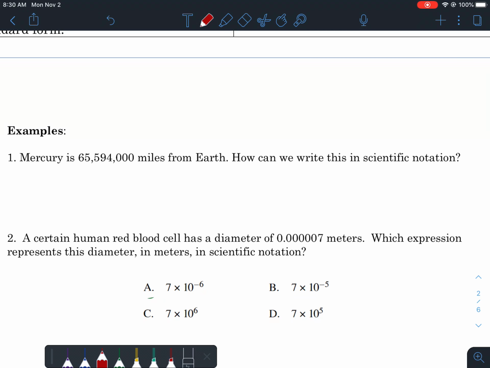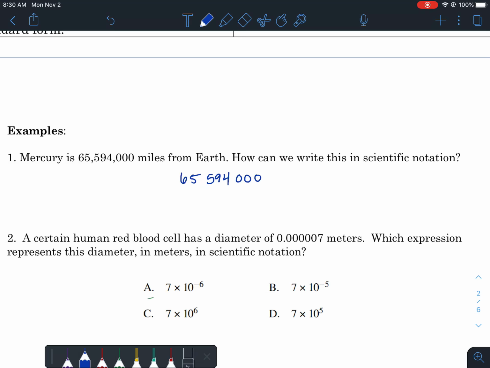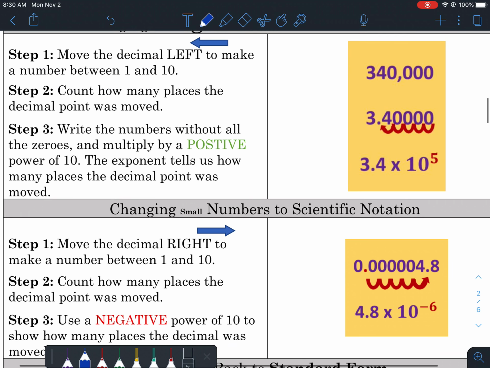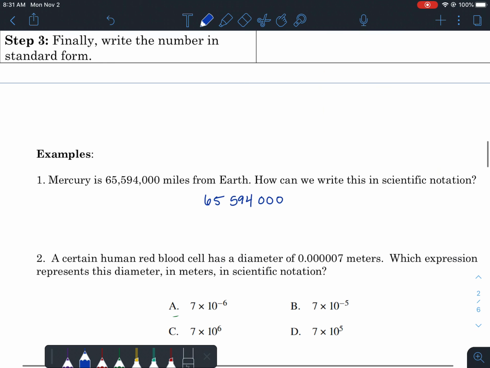Mercury is 65,594,000 miles from Earth. How can we write this in scientific notation? So what we want to do is take that number and rewrite it. Now we're dealing with a really large number, and we want to write it in scientific notation. So if we go back to our notes here, we're going to be using this beginning: move the decimal to the left to make a number between 1 and 10.